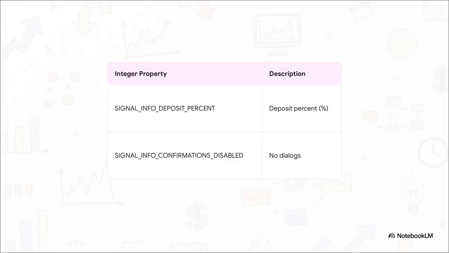Now, the integer flags here are the absolute heart of automated execution. You use SignalInfoDepositPercent to allocate exactly how much of your account is dedicated to this specific signal. You can toggle whether or not to copy stop loss and take profit levels, but please pay special attention to SignalInfoConfirmationsDisabled. By actively setting this flag to true via your script, you're enabling synchronization without the terminal displaying a manual confirmation dialog box. This specific integer flag is exactly what allows your expert advisor to run completely 100% hands-off.